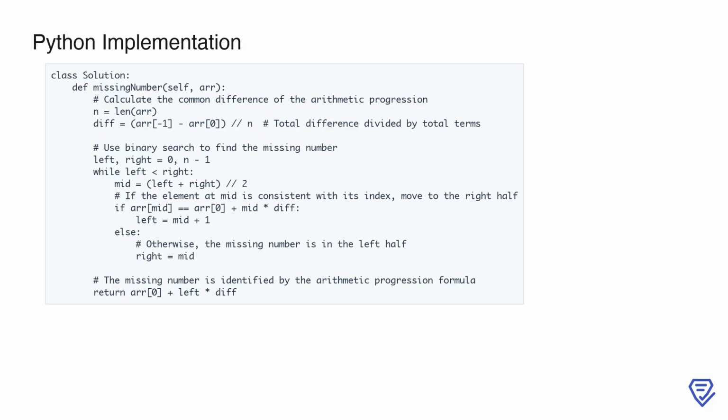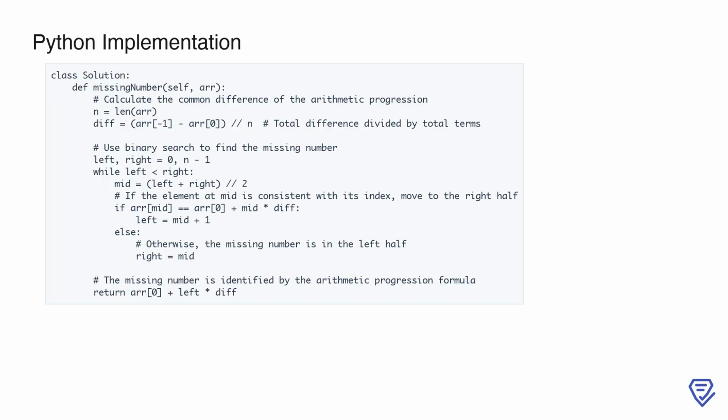This code solves LeetCode problem number 1228, missing number in arithmetic progression, by efficiently identifying the missing number in a sorted arithmetic progression. The approach uses binary search, leveraging the sorted nature of the input array to achieve an O(log n) runtime. First, the common difference diff is calculated using the formula (arr[n-1] - arr[0]) / n, where n is the length of the array. This represents the expected difference between consecutive terms in the arithmetic progression.